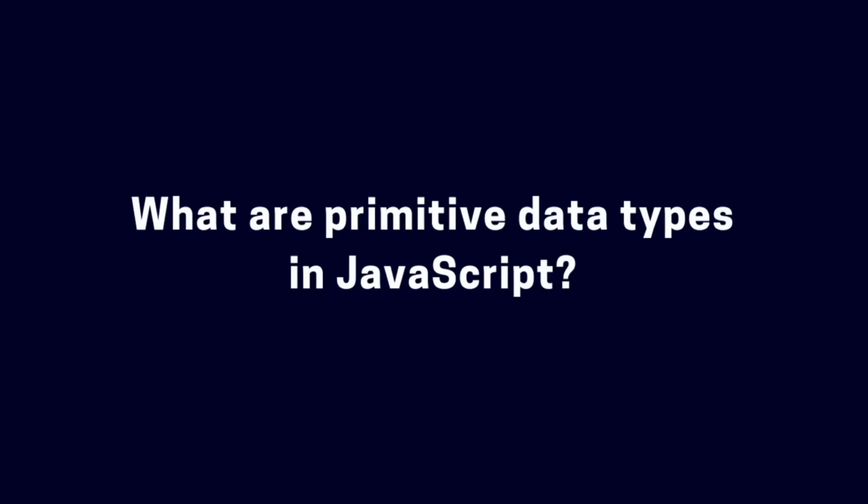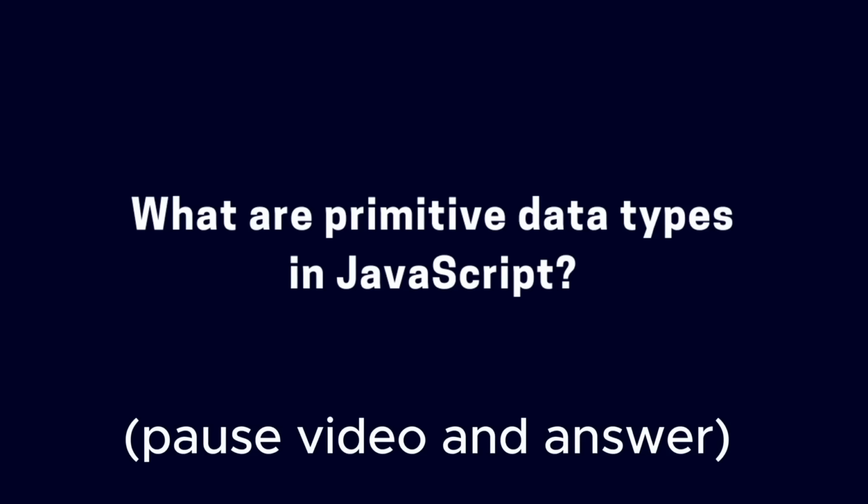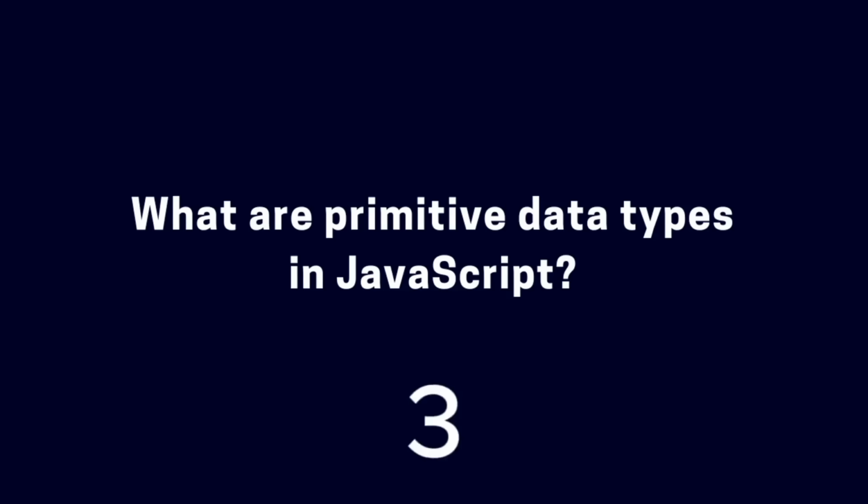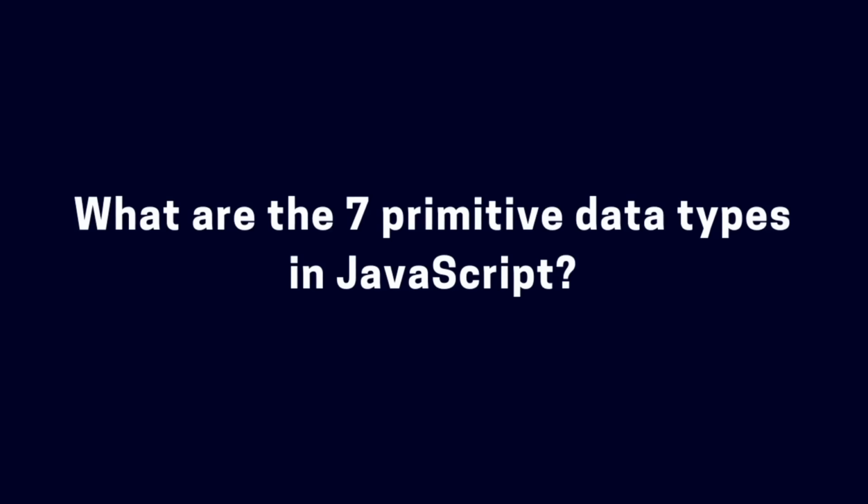What are primitive data types in JavaScript? Primitive data types refer to fundamental values. These values can only contain a single thing, whether it be a string, number, or boolean. What are the 7 primitive data types in JavaScript?